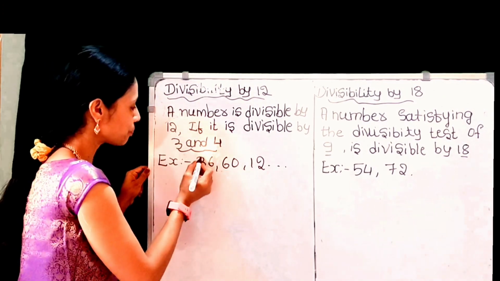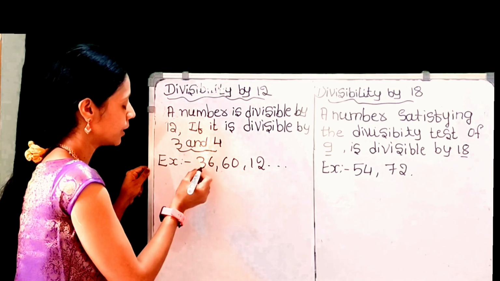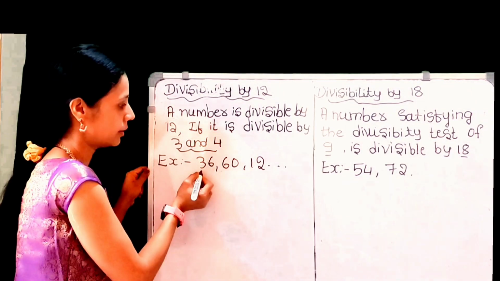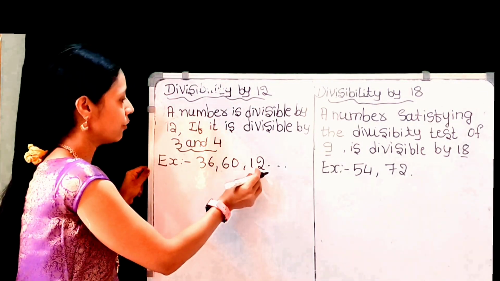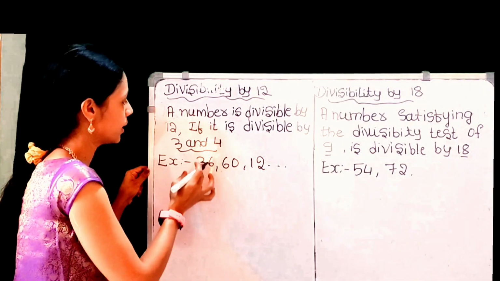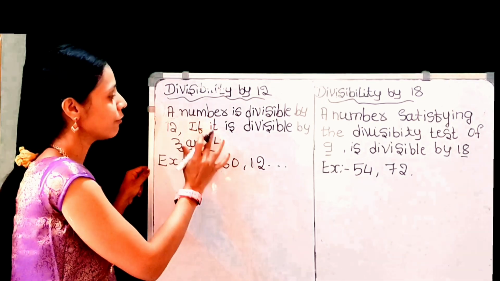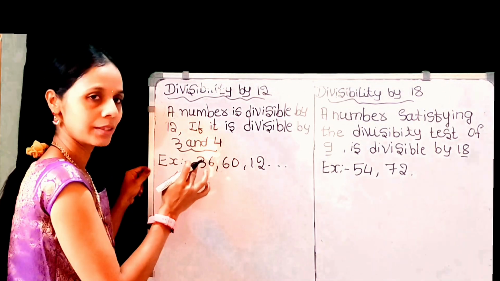Okay, see. 3 12s are 36. 3 20s are 60. 3 4s are 12. So these three are divisible by 3. Next, consider 4.